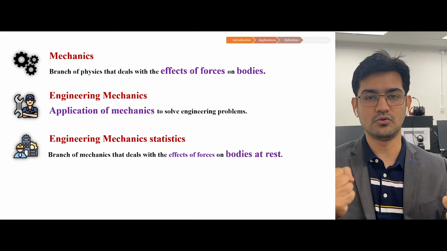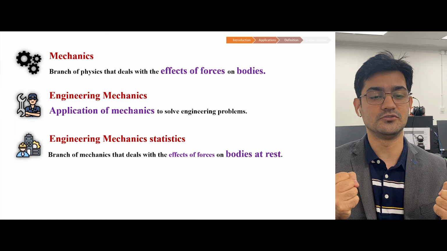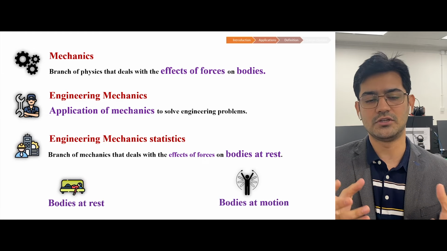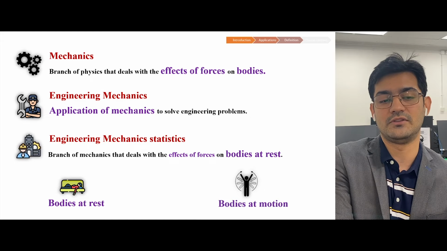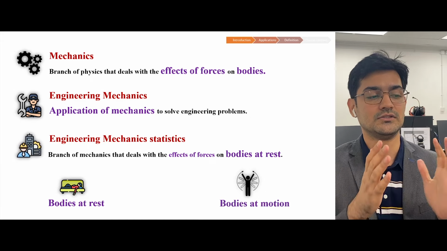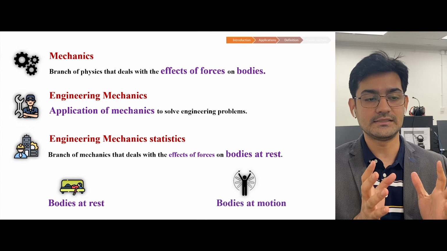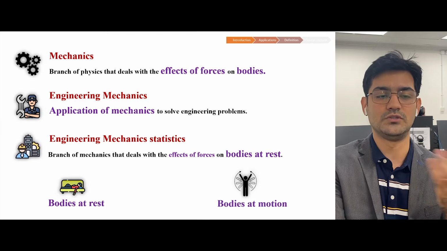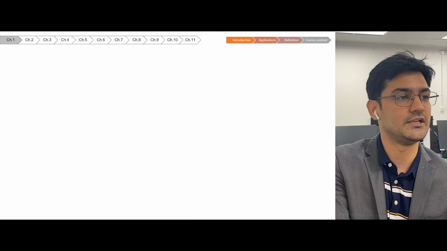So basically there are two types of bodies we can define in terms of motion: bodies at rest and bodies in motion. Whenever we have motion, we have all other kinds of things such as acceleration and moment of inertia. Engineering mechanics statics is the study of the effect of forces on bodies at rest, which will be our lecture series.